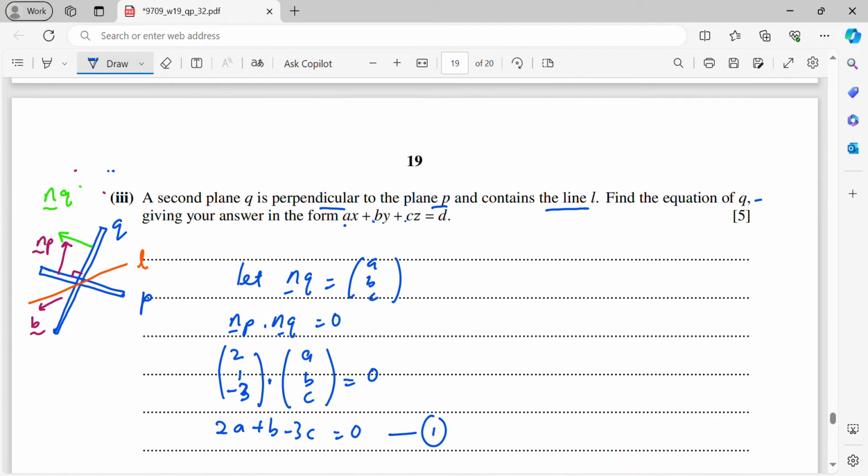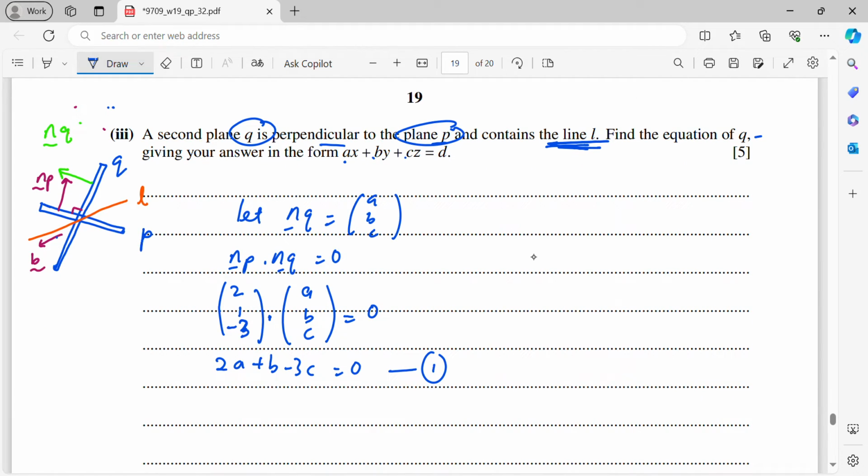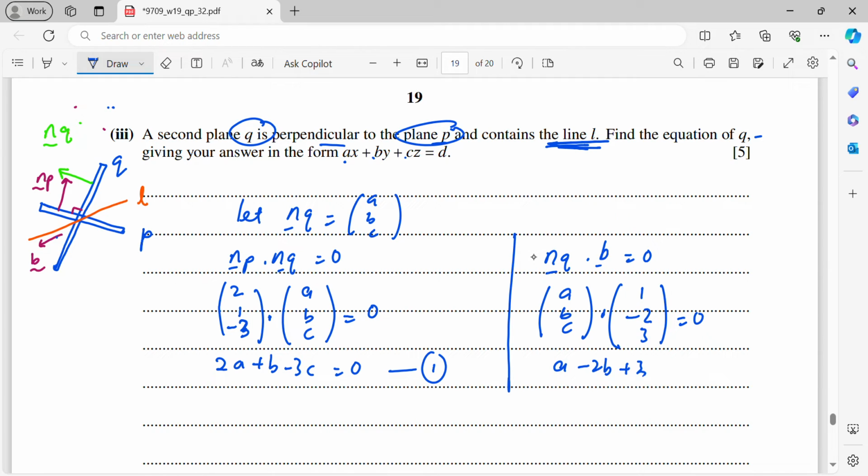So from here, you should understand that the Q contains L. That means the L is on the Q, right? That means B is perpendicular to NQ as well. So it means NQ dot B equals 0. So now, use the same method. The B is (1, -2, 3). Therefore, I get A minus 2B plus 3C equals 0. That is my second equation.